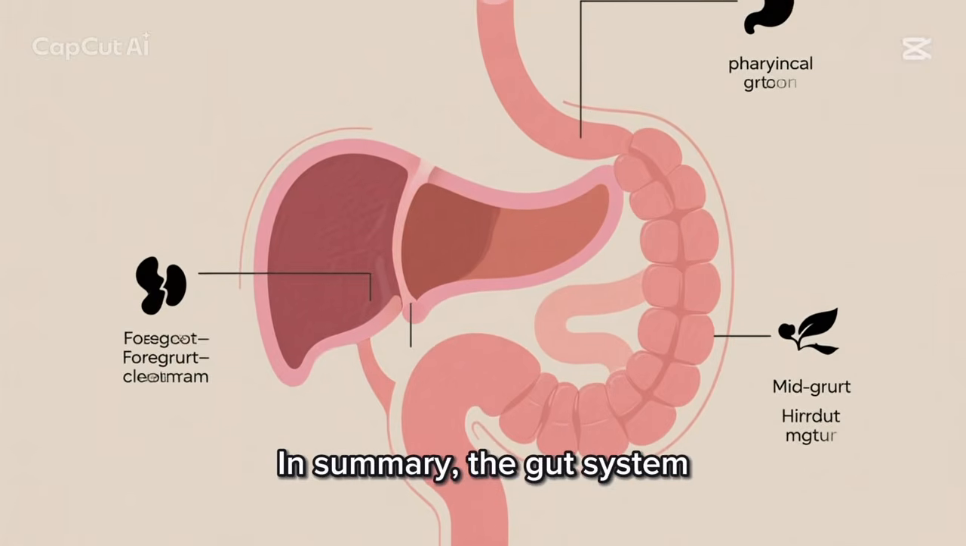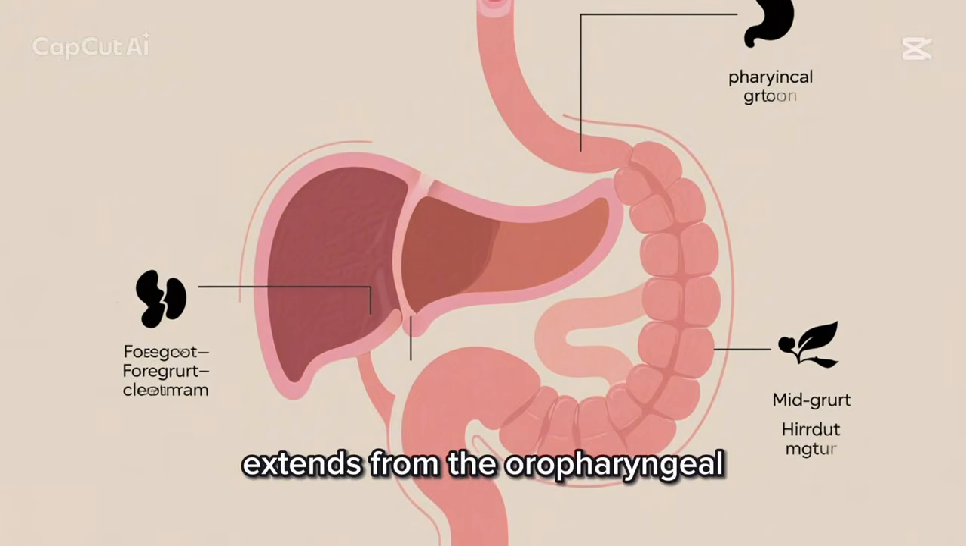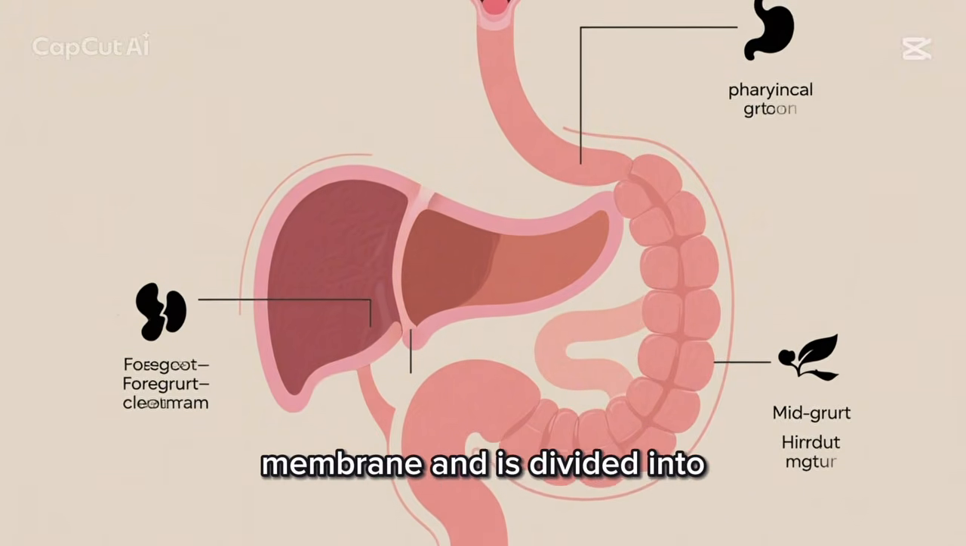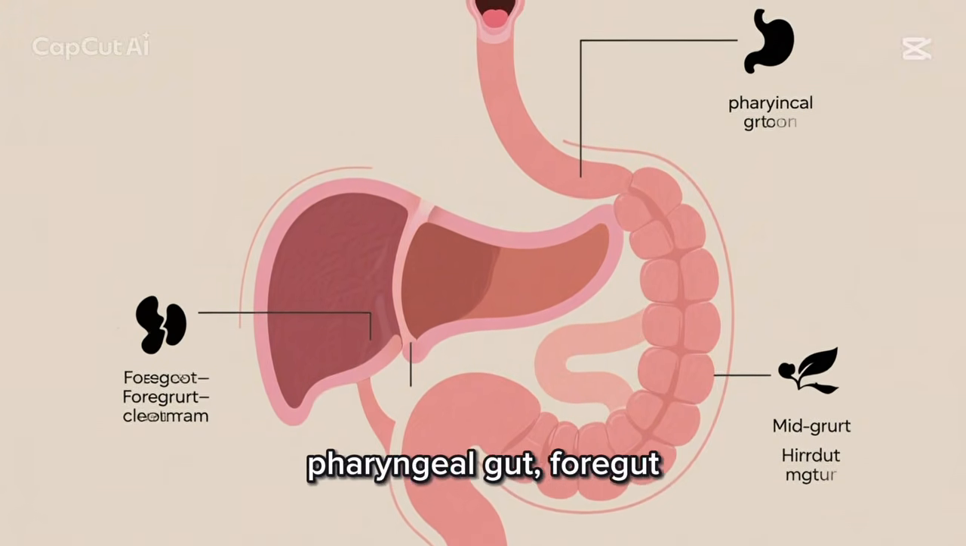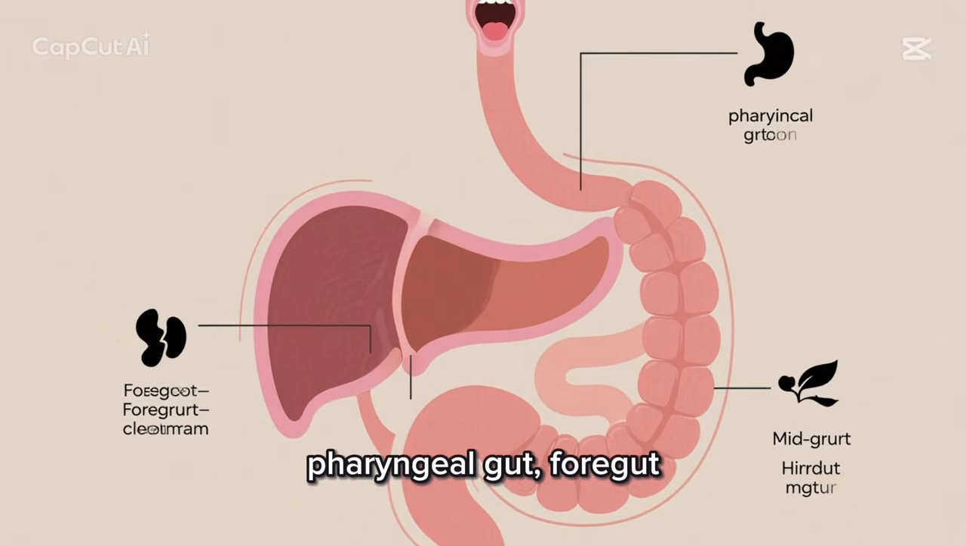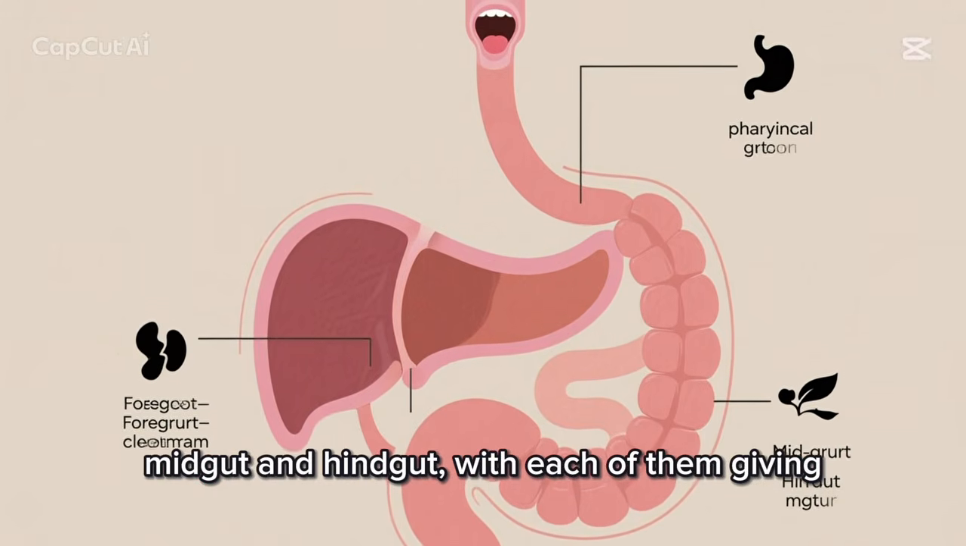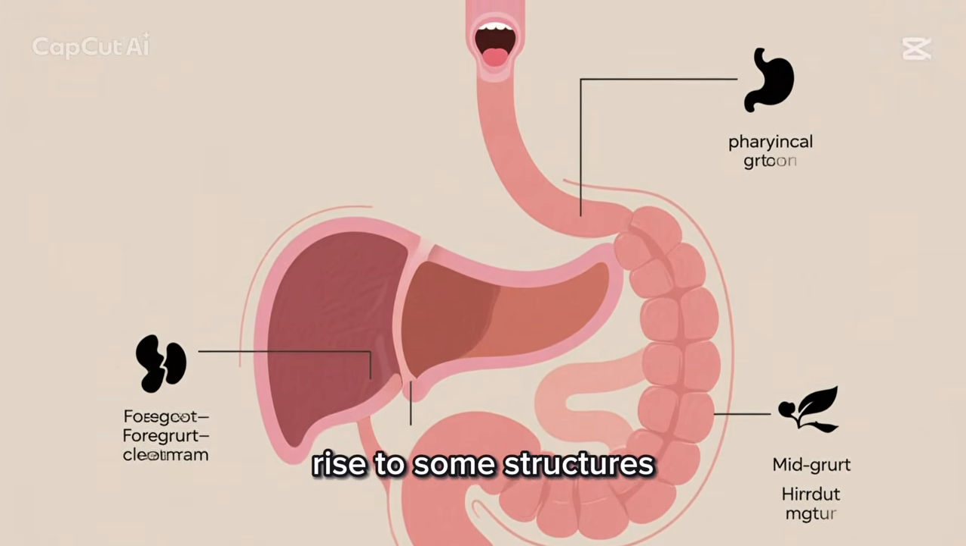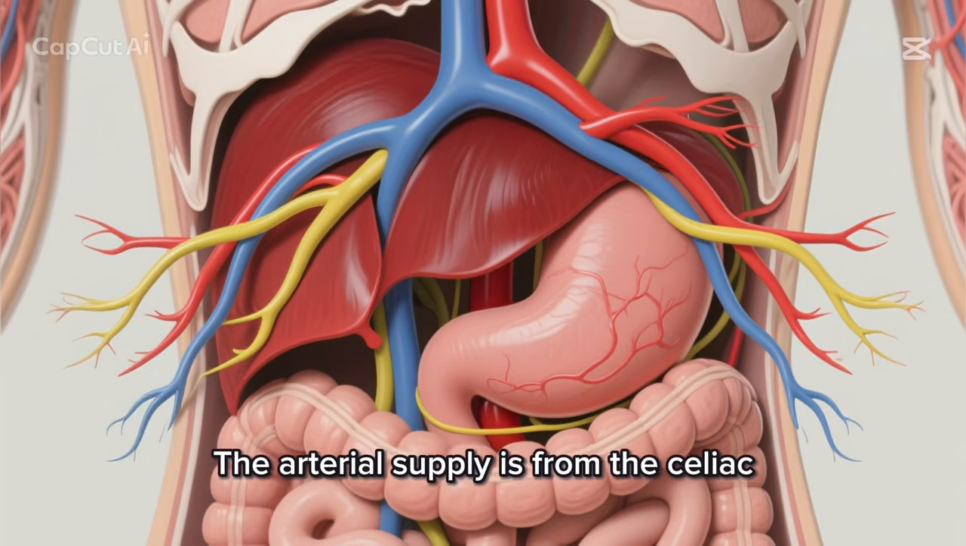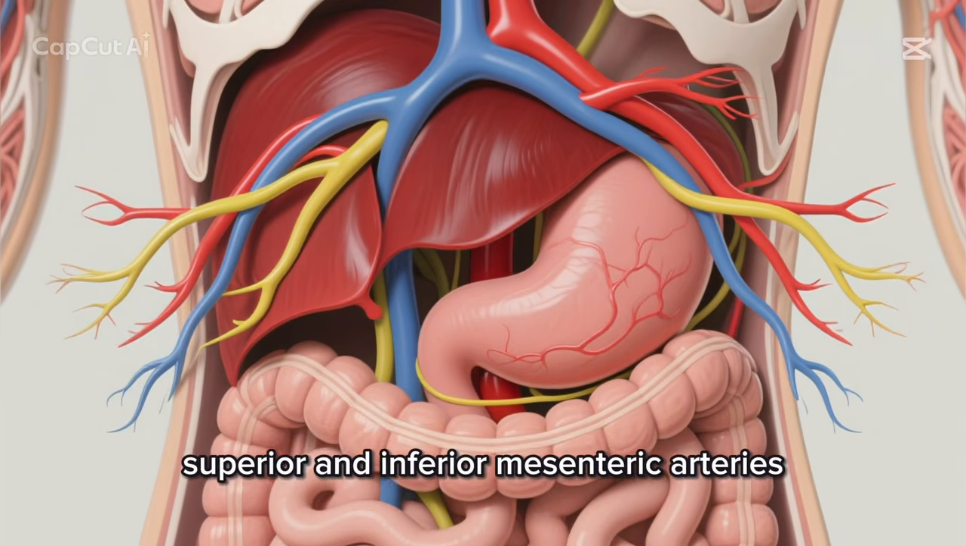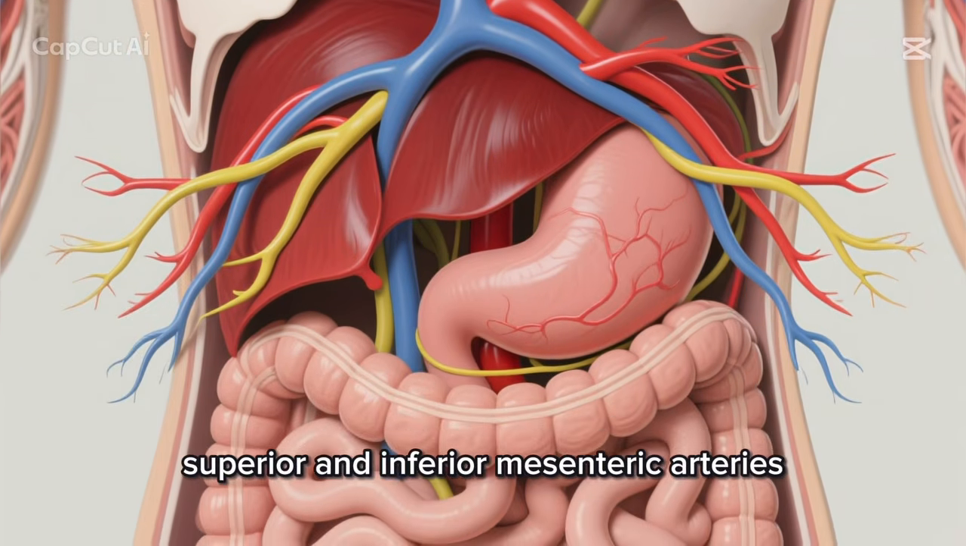In summary, the gut system extends from the oropharyngeal membrane to the cloacal membrane and is divided into pharyngeal gut, foregut, midgut, and hindgut, with each of them giving rise to some structures. The arterial supply is from the celiac, superior and inferior mesenteric arteries.